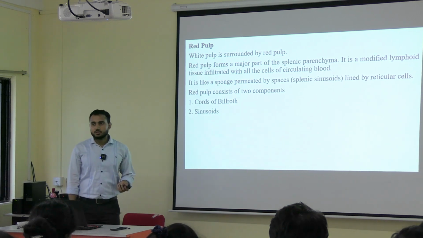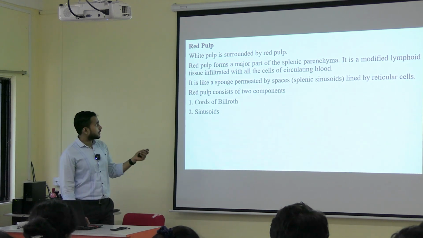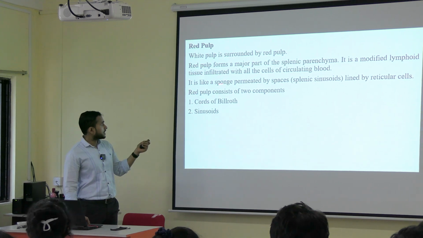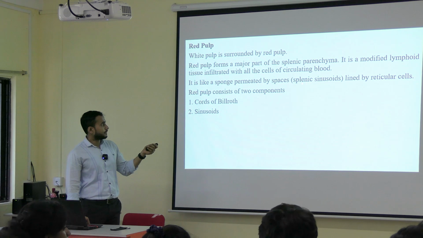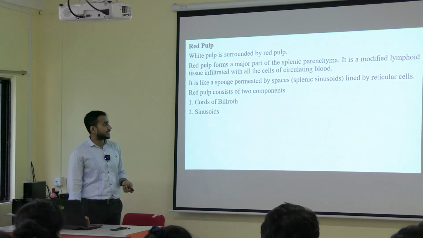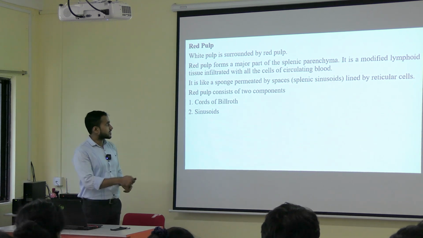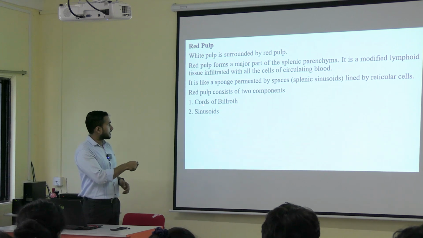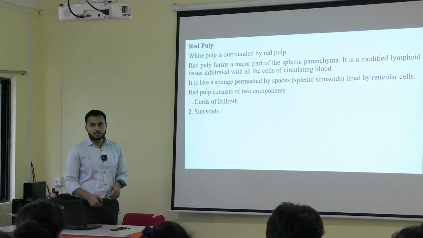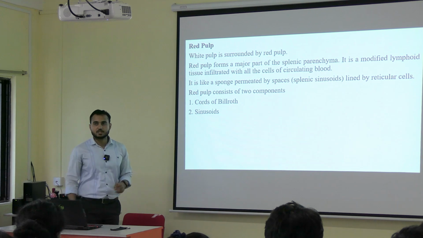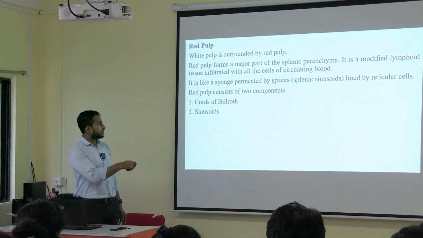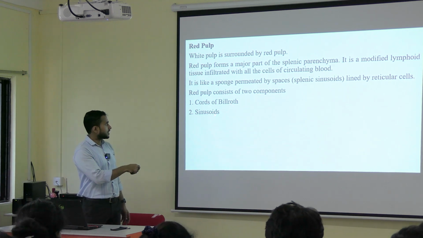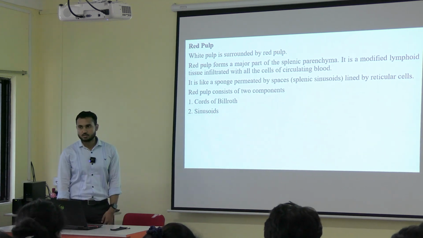Next is the red pulp. So red pulp, how is it formed? Red pulp, as you can see, is just like a sponge permeated by spaces, and this space is filled by splenic sinusoids lined by reticular cells. Now, two components are there: cords of Billroth and sinusoids. Cords of Billroth means the cells which are arranged in the form of cords, and in between them, the sinusoids are present.